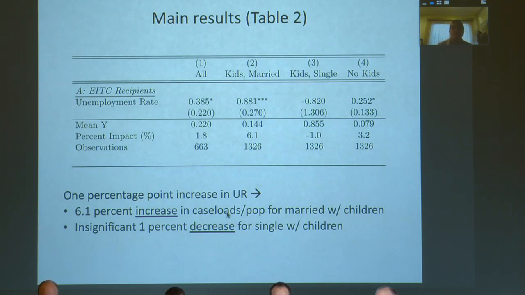So this shows the results of some different regressions. And what you can see here, each column is a separate regression. The first column pools everyone, and then we split it out into filers with kids who are married, filers with kids who are single, and filers with no kids. And you can see here this result that we expected to see. If you're a married filer, then when the unemployment rate goes up by 1 percentage point, you see about a 6% increase in the number of filers with EITC benefits. And it's an insignificant 1% decrease for singles with children.